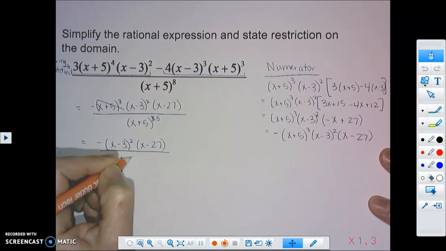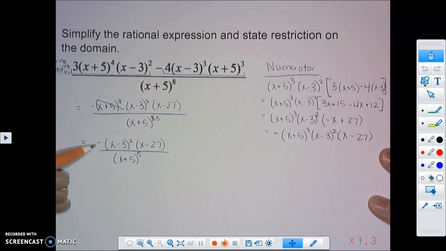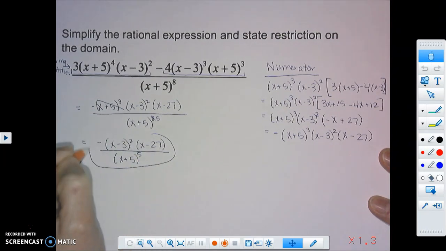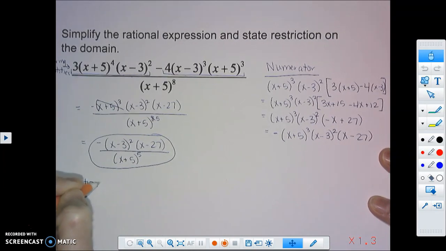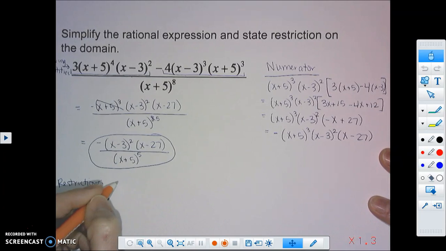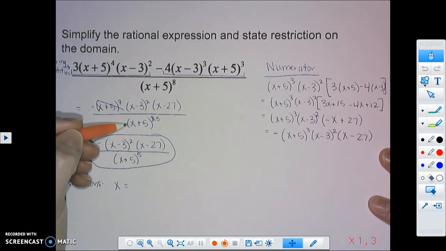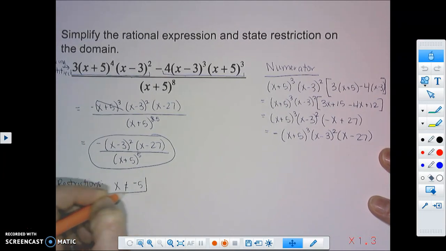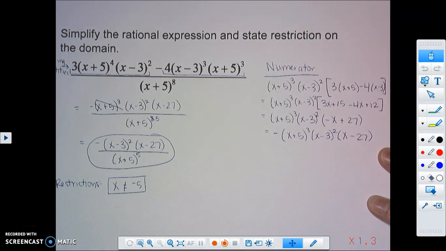And so we are going to be left with a negative times the quantity x minus 3 squared times x minus 27 all over x plus 5 to the 5th. So that's the first part of our answer. And the second part is our restrictions. If we set this denominator piece back here equal to 0 and solve, we would say that x can't equal negative 5. So that would be our restriction.